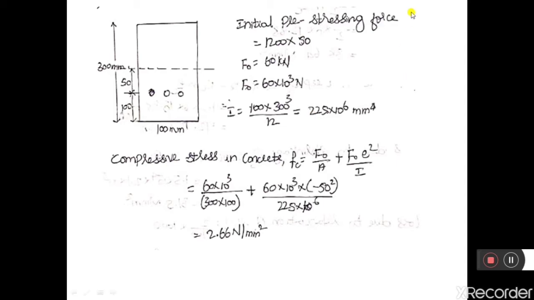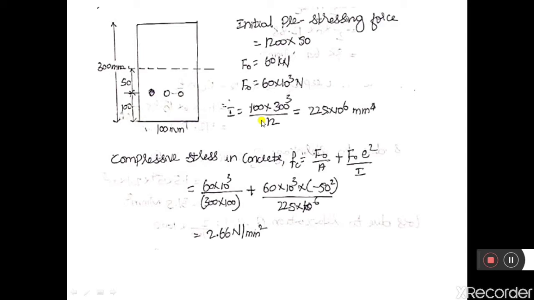Therefore, first let us calculate the initial prestressing force of a cable. The cross section area of each cable is 50 mm square and the stress in each cable is 1200 Newton per mm square. Therefore, the initial prestressing force in each cable is 60 kilonewton. So 60 kilonewtons is the initial prestressing force applied to each cable: 60 kilonewton for this cable, 60 kilonewton for this cable, and 60 kilonewton for this cable.